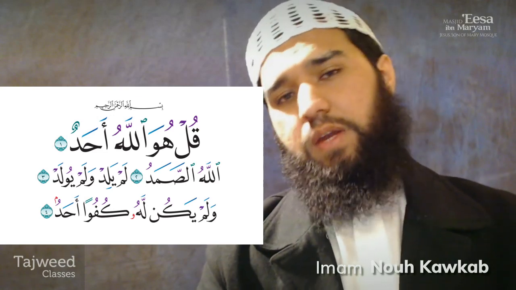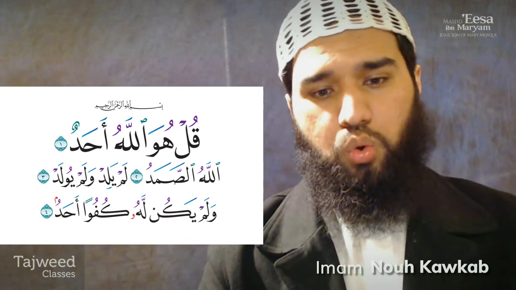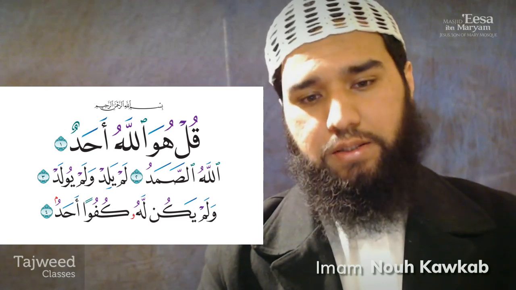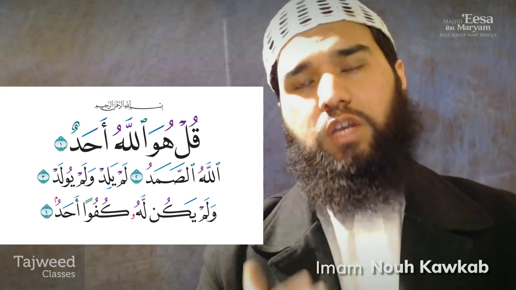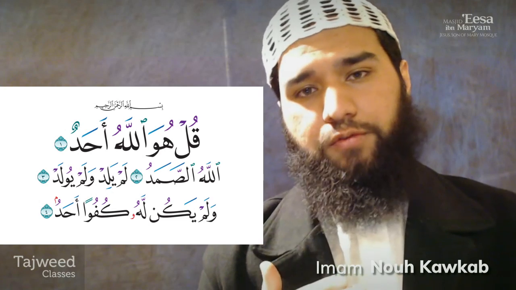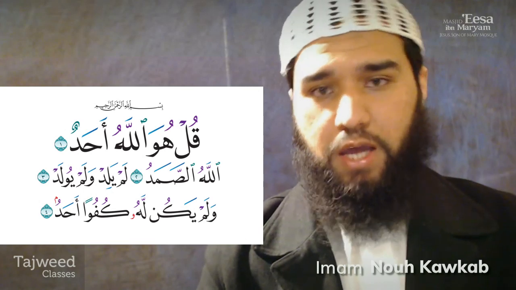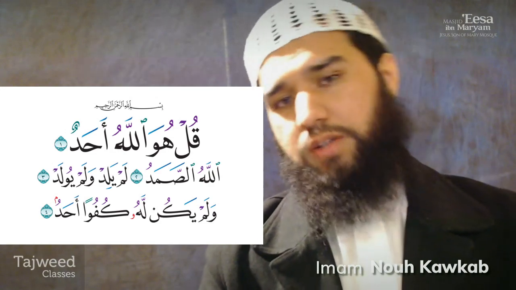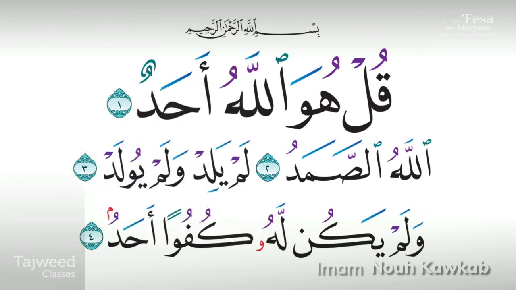Qul. Qaf is a heavy letter. It is pronounced in a heavy manner. Qu. And lam here is considered light. It is supposed to be pronounced in a light manner, and we have to keep that in mind. The heaviness of qaf should not make the next letter, lam, heavy. It should not affect the lightness of lam, and the lightness of lam should not affect the heaviness of qaf. So qaf in a heavy manner and lam in a light manner. We have to pay attention to that.